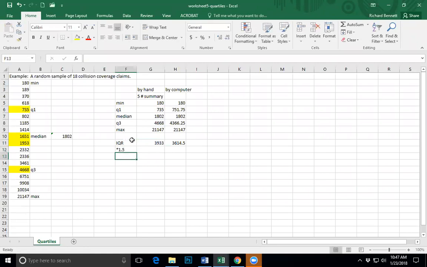Okay, now there should only be 25%, but I'm gonna double it and say 50%. So if I take this number and multiply it times 1.5, that gives me these two values here. Now I'm gonna find my lower fence and my upper fence.